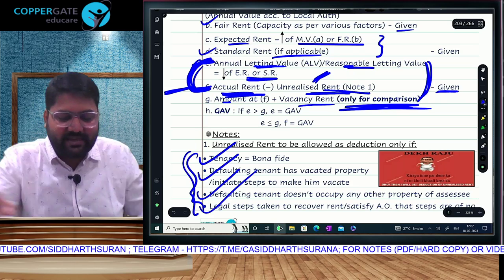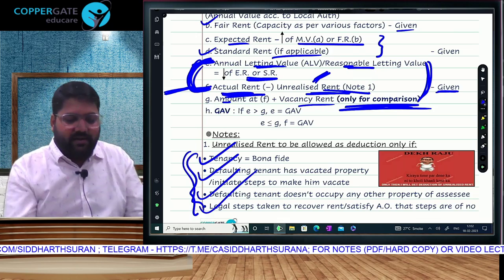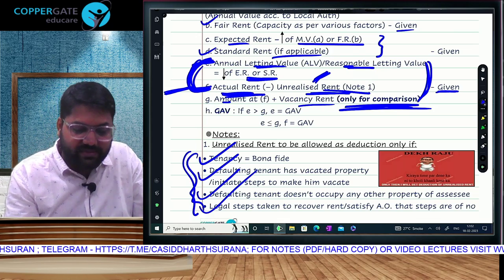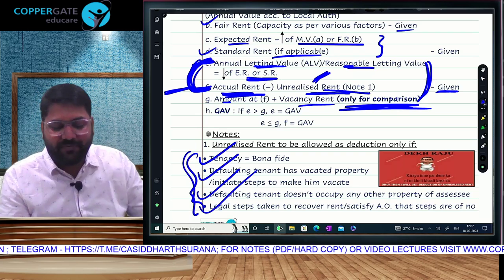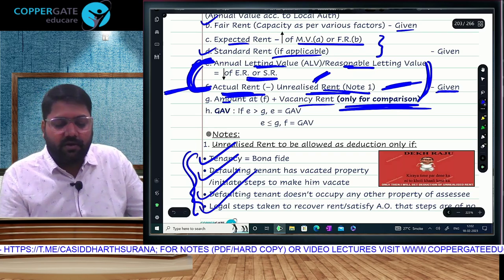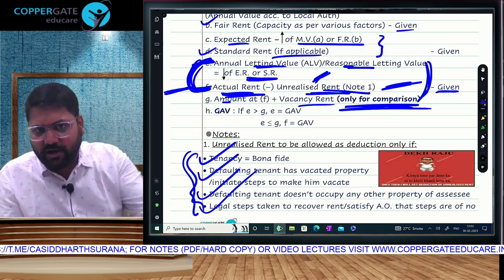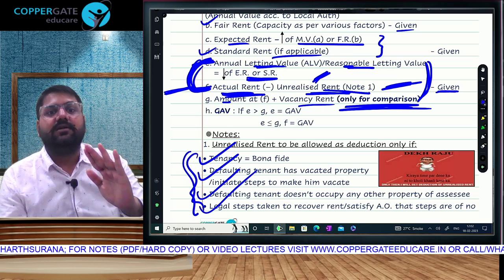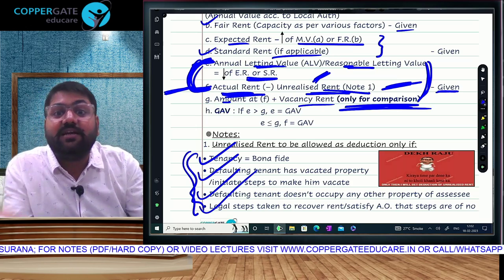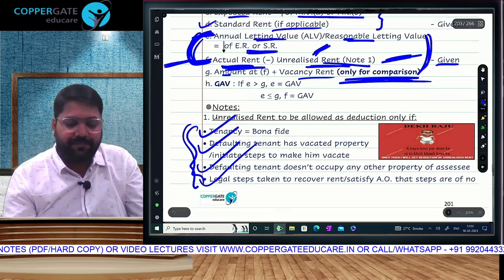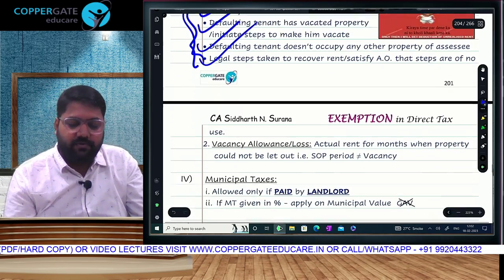If E is greater, that means assessee is a manipulator and E only will be your answer. But if E is less than G, that means assessee's actual is lower because of vacancy. If E is lower, G is higher, then F will become your answer. Answer will be E or F, G is being done only for comparison. If E is greater, E is the answer. If G is greater, F is your answer. That is how we will compute GAV.